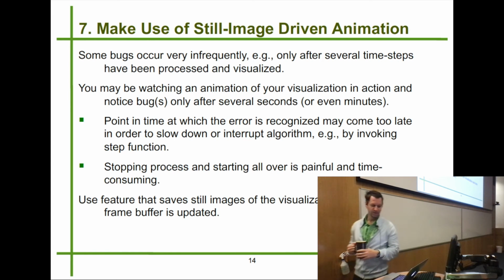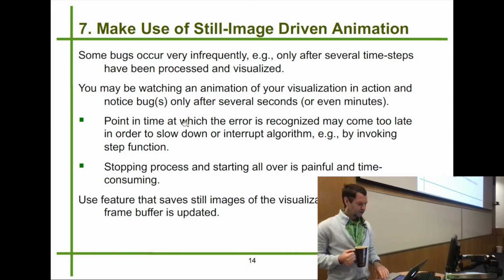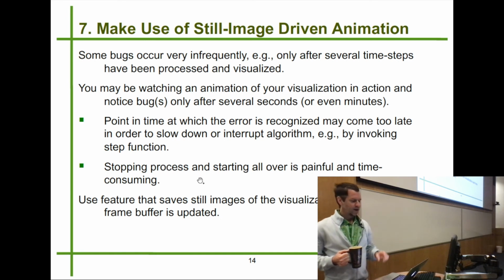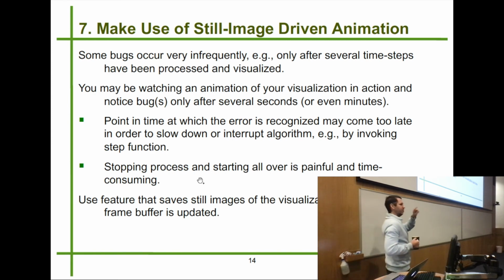So this is making use of still image-driven animation. For every animated frame of your program, you can just save a still image. You can do a screen capture or build a function into your software that says save this game image. So you run 1 frame of animation and then you save a still image. Run 1 frame, save a still image, automatically rather than manually. This is not as necessary now as it used to be.